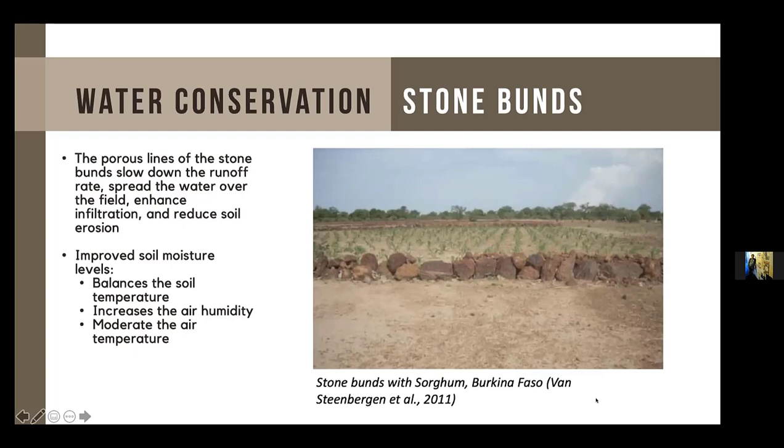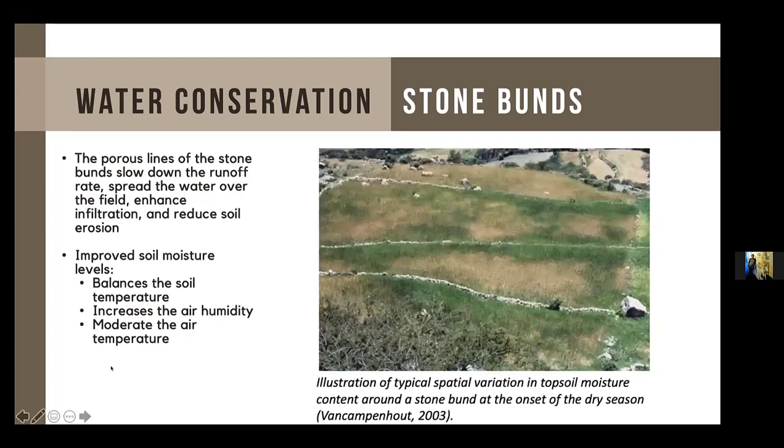So due to this moisture capture, stone bunds increase the soil moisture levels and therefore have similar effects as check dams. Right, so again, it's about getting water into the soil, but not just for irrigating the plants, but also for regulating the microclimate. Yeah, they balance the soil temperature due to their higher thermal conductivity of the soil, and they also increase air humidity and moderate the air temperature. Next slide. Yeah, so here we have a really nice image that just shows how, after a few rains, these stone bunds can have a huge difference.